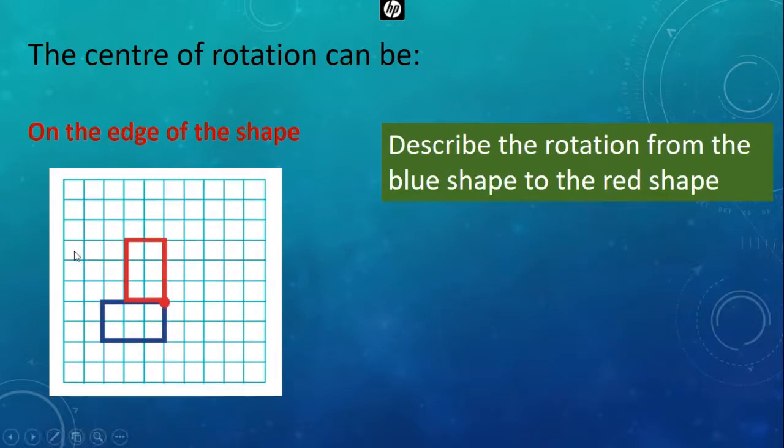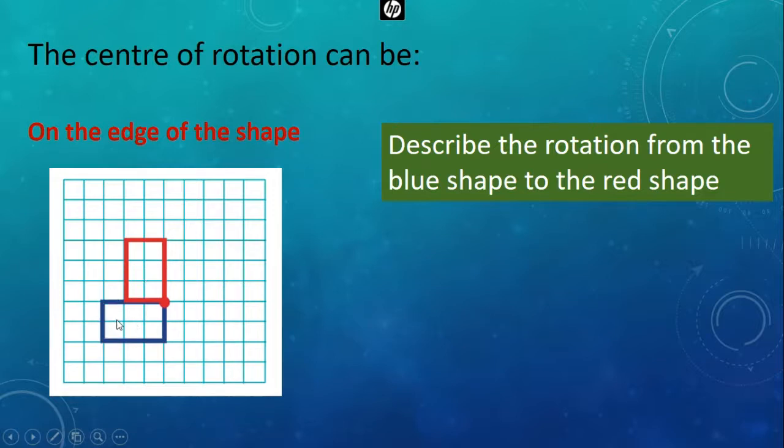So sometimes the centre of rotation could be on the edge of the shape. This one says describe the rotation from the blue shape to the red shape. So we're starting at the blue shape, we put our pen or our finger on the red dot, that's our centre of rotation, and then we move the shape round. So if we were to move the shape from the blue shape up to the red shape, we would be moving in a clockwise direction.